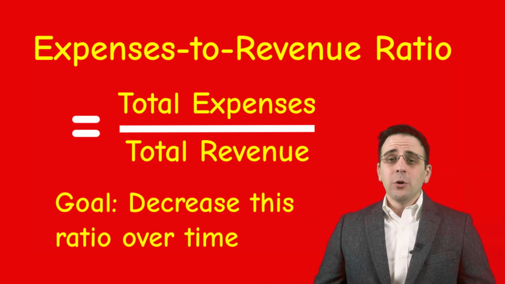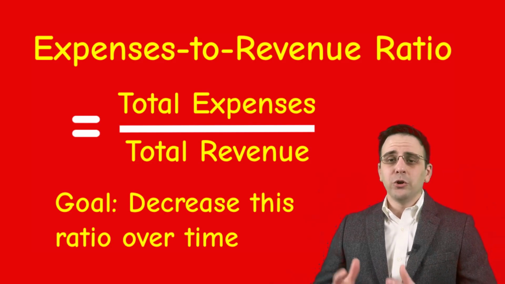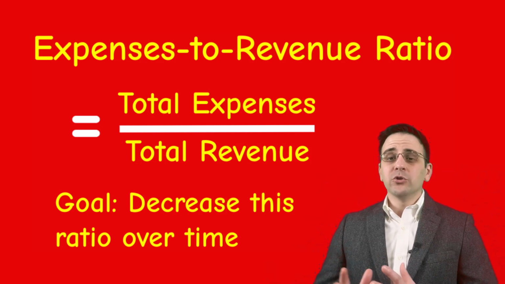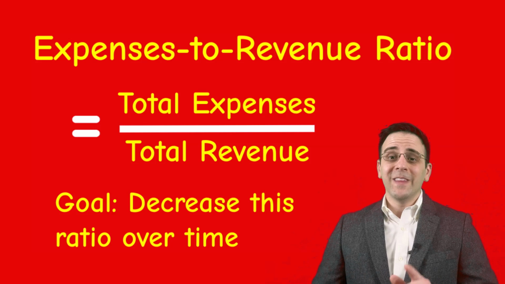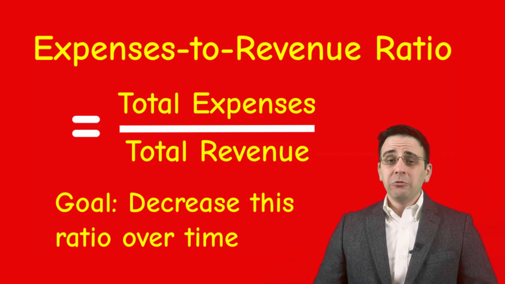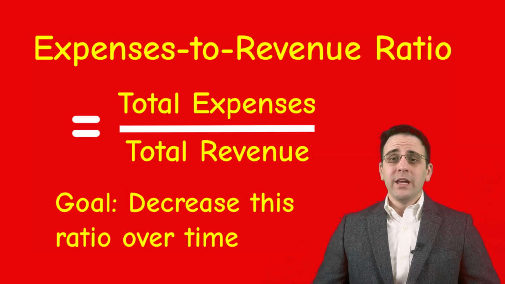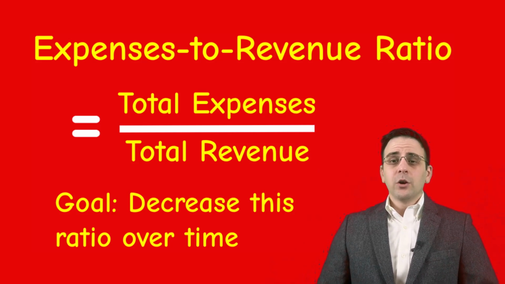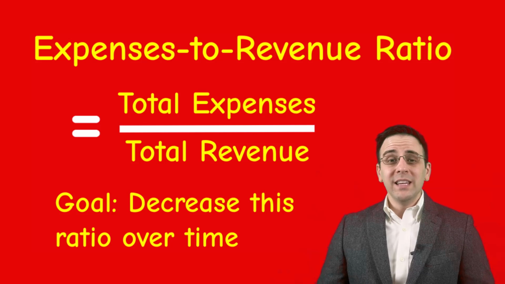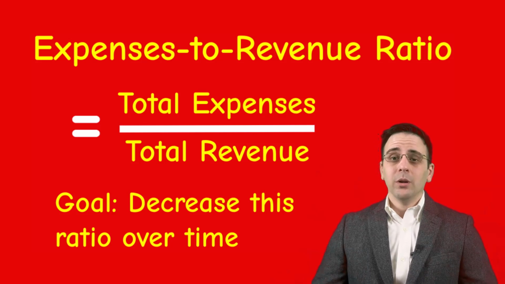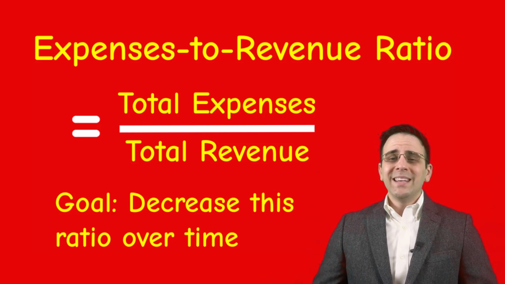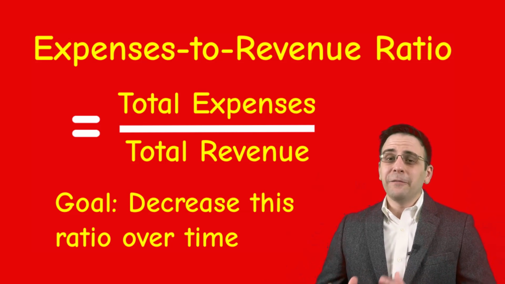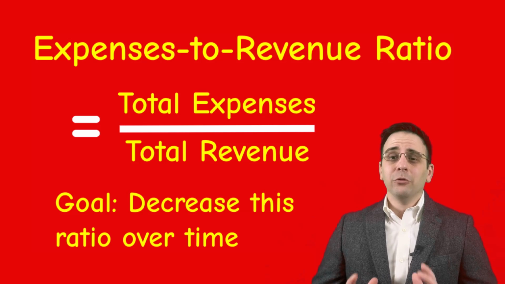The second ratio is called your expenses to revenue ratio. Take your total expenses and divide by your total revenue to calculate this ratio. Generally, a lower ratio here means you are managing your money more effectively. The goal is to decrease or at least keep this ratio stable over the long term. Again, it's a very simple calculation, but also very effective in doing a high-level view.